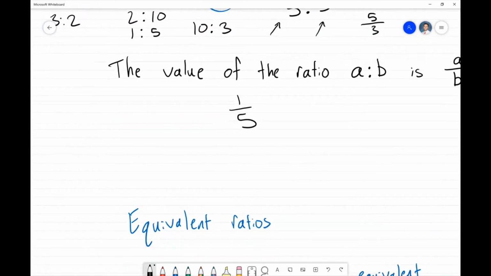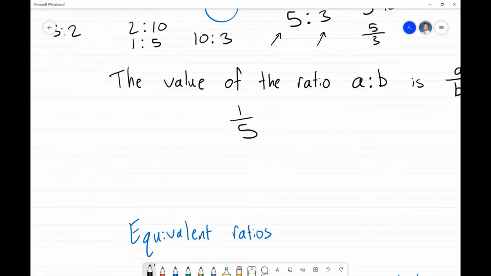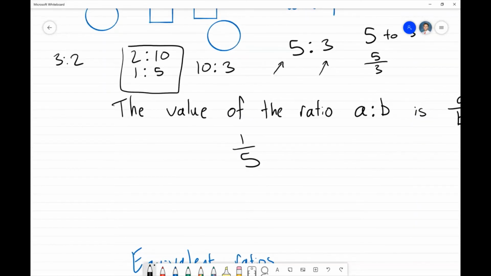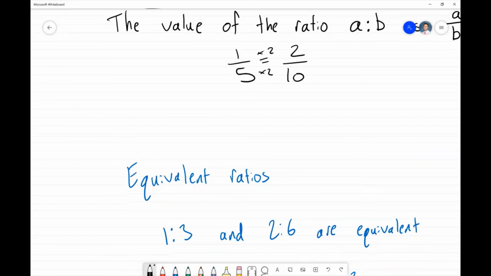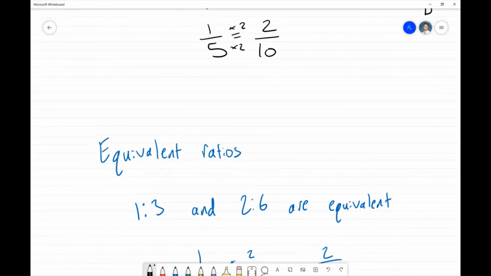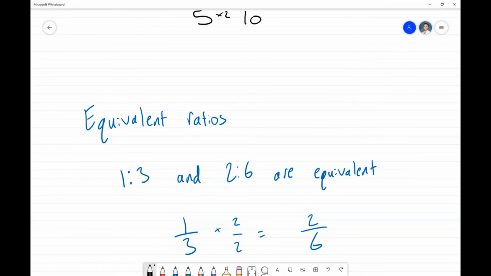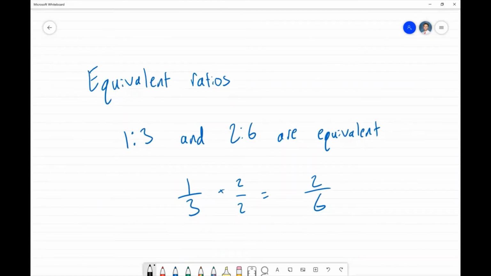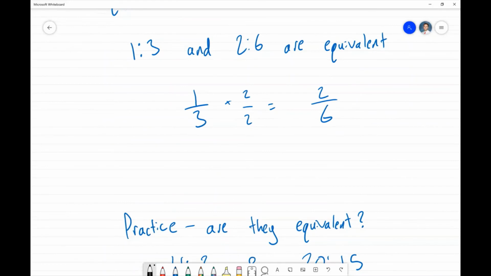All right, so we're going to take a quick look at equivalent ratios. Now, equivalent ratios would just be like this example we had up here, 2 to 10 and 1 to 5. We can see that those are equivalent ratios, just like we could see that they are equivalent fractions. So as long as you multiply your numerator and denominator by the same number, you're going to have an equivalent fraction. So for example, we can see that 1 to 3 and 2 to 6 are equivalent because 1/3 times 2, we get 2/6. So let's practice a couple of these here.